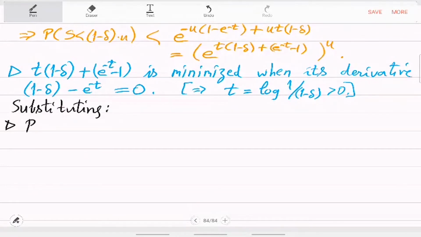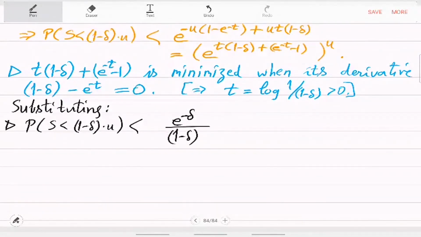So substituting, what you will get is probability that S is less than (1 minus delta) mu is less than, so you'll get basically e raised to minus delta divided by (1 minus delta) raised to (1 minus delta), whole thing raised to mu. Okay, so this inside part becomes e raised to minus delta divided by the t that you have fixed. So this base is a function of delta only.